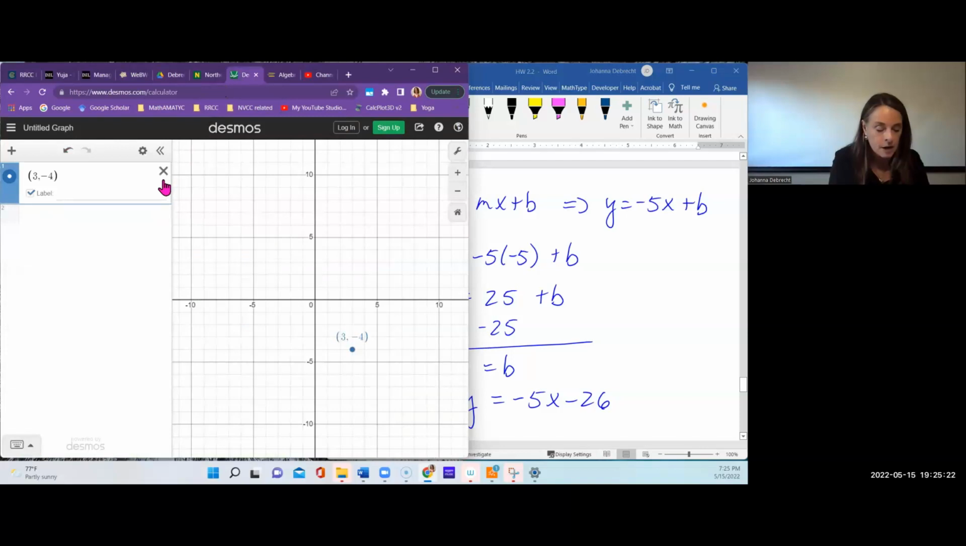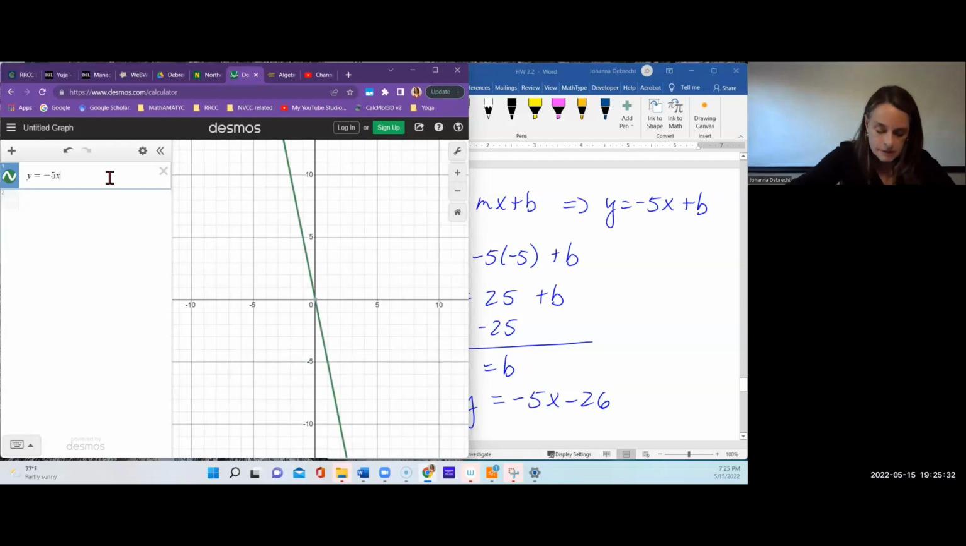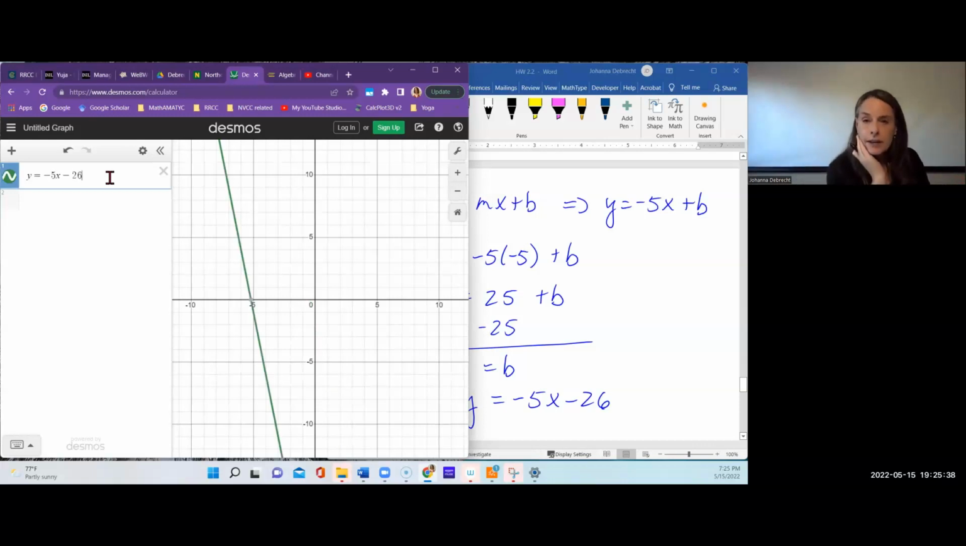We can eliminate our previous ordered pairs by clicking on the x's, and we can type in y equals -5x minus 26. And here's our line. Now we had -5, -1, and if we click on that spot, you'll see that it lights up right there in Desmos.